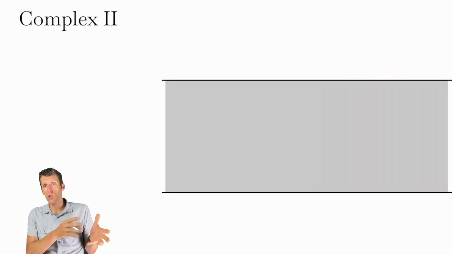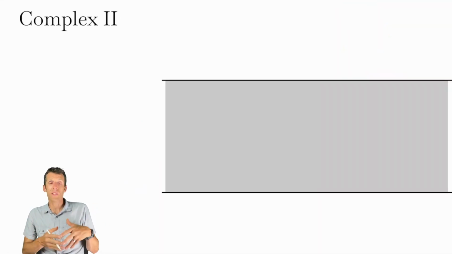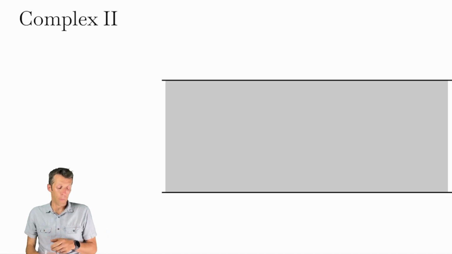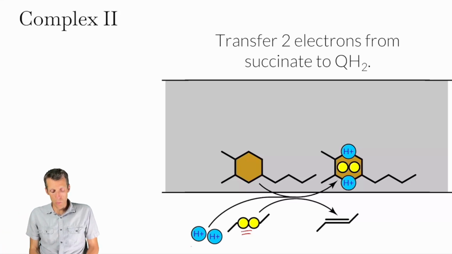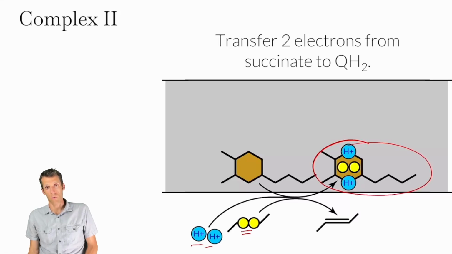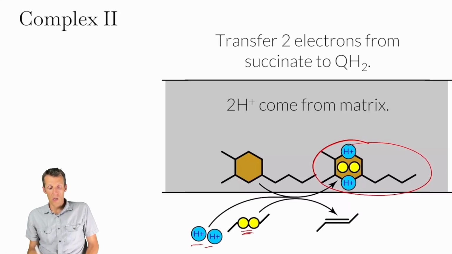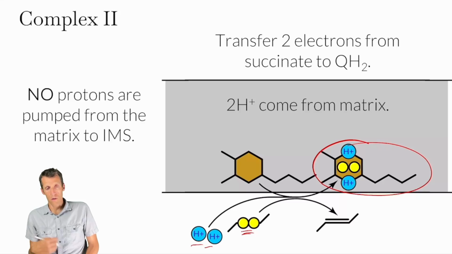Complex 2. I said there are 2 sources of QH2. Complex 2 is an alternate source of QH2. And what it does is you take 2 electrons from the molecule succinate, and you take 2 protons from the matrix, and you use those to generate a QH2. So 2 electrons from succinate, 2 protons from the matrix. No protons are pumped from the matrix to the IMS. So there's no proton pump like there is at complex 1.